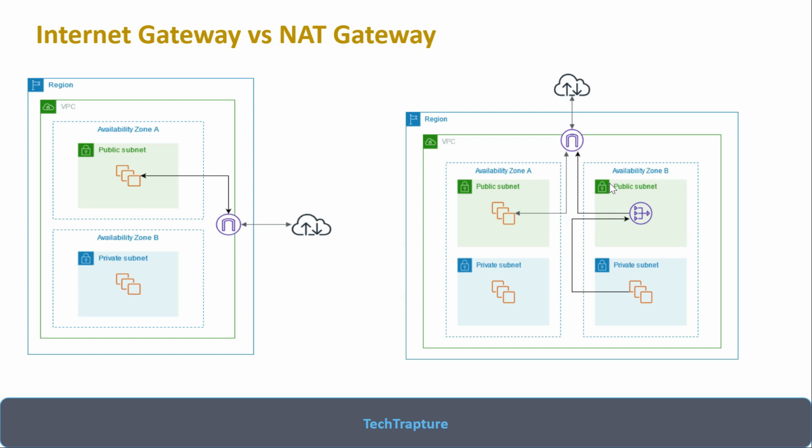Now I'll go to my AWS console. I'll create one private subnet and one public subnet. I'll create an EC2 instance in the private subnet, and I'll also create one EC2 instance in the public subnet, and I'll try to explain the difference between internet gateway and NAT. So let's go to the AWS console now.